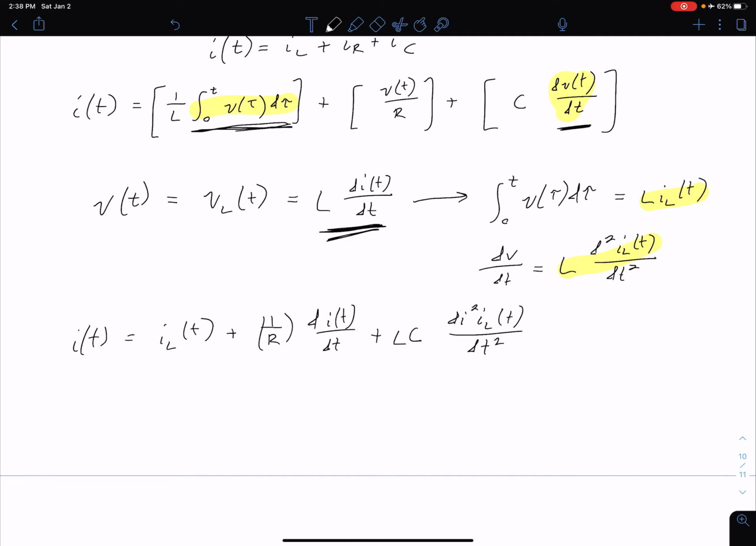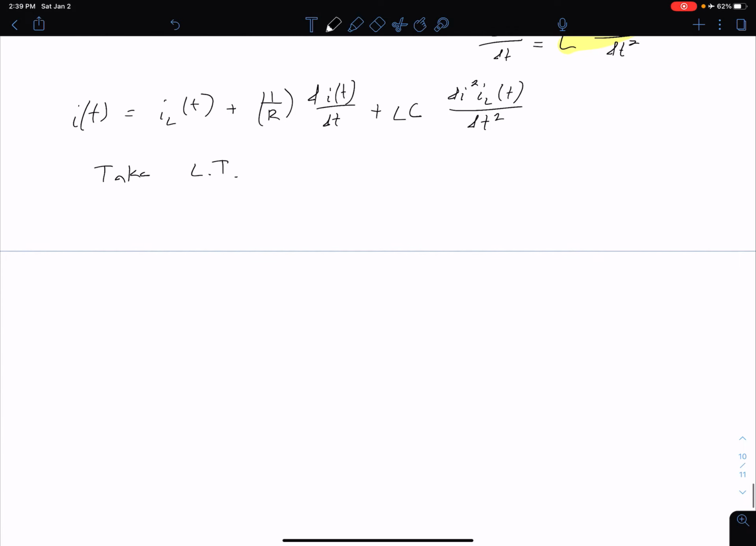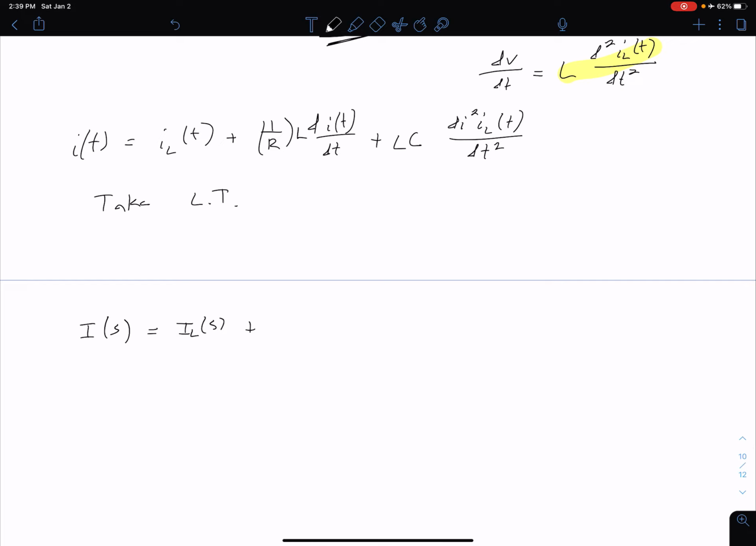What we're going to do next is take the Laplace transform. So taking the Laplace transform again, remember we've assumed all initial conditions are 0. So this I of t becomes capital I of s. Our I of L becomes capital I sub L of s. And then for the R term, I've left out an L here, so we should have had an L here as well. So for this term, we have plus L divided by R times s IL of s.